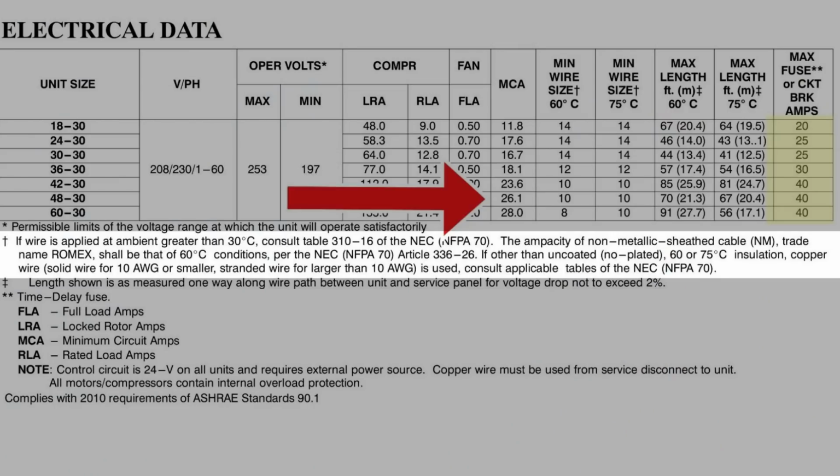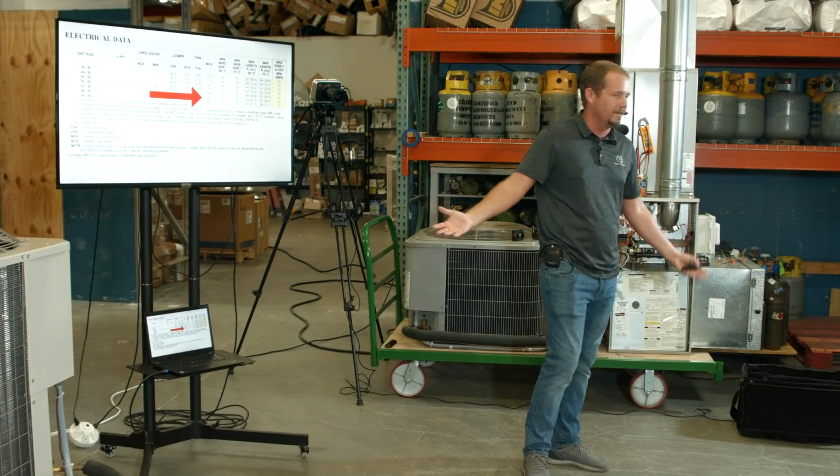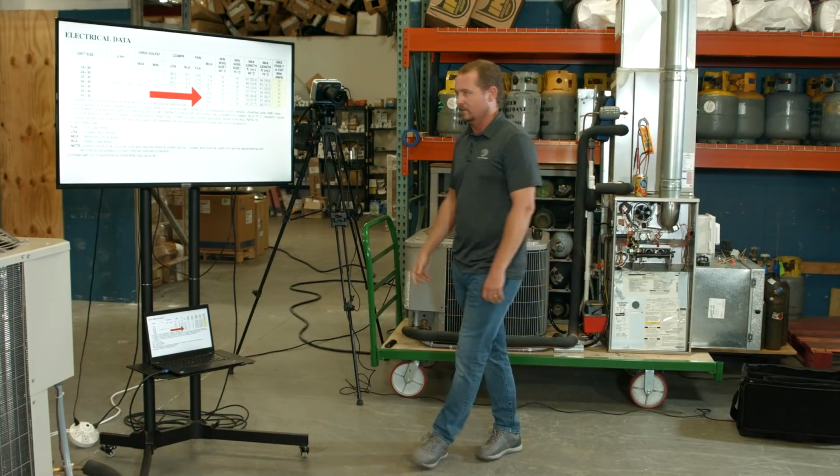If wire is applied at an ambient greater than 30 degrees Celsius, consult Table 310.16 of the NEC, NFPA 70. The ampacity of non-metallic sheathed cable, NM, trade name Romex, shall be that of 60 degree conditions per NEC Article 334. All the stuff that I just said right there, the manual says it all, every single thing. All the important stuff is right here in the product data for this unit.